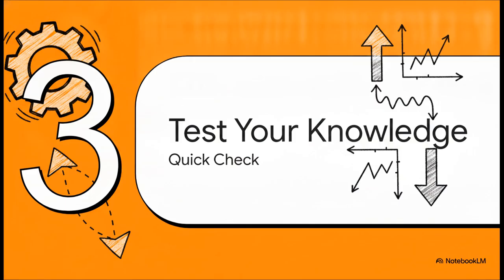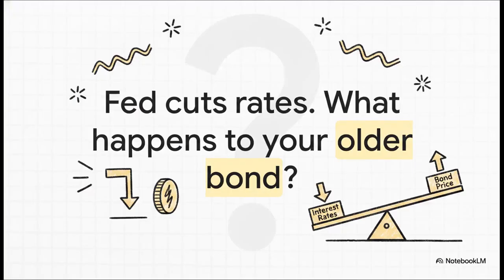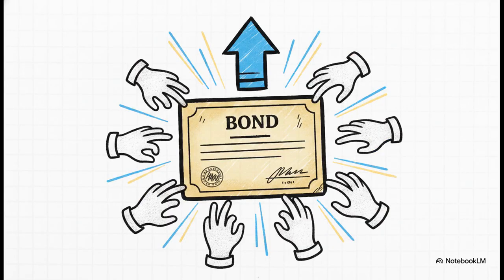All right, Section 3, test your knowledge. Let's see if we can run this engine in reverse. Imagine the Fed just cut rates by 1%. What exactly happens to the resale price of a bond that you bought last year at a higher fixed yield? Take just a second and try to picture that playground seesaw in your mind. Okay, got it. Its price goes up.